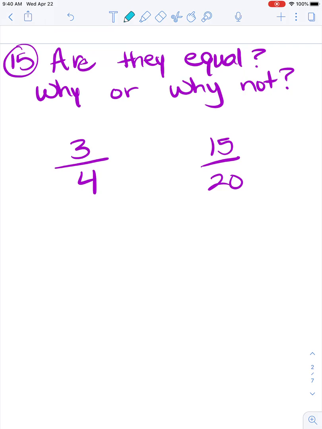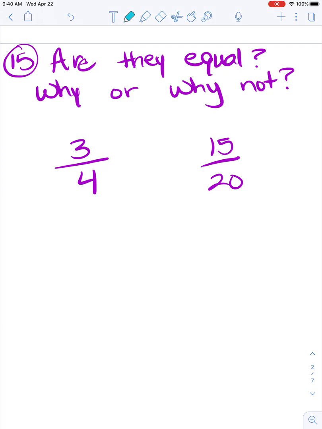Okay, these are asking if they're equal or not. Sure, you could look at the picture, but I want you to do some math with it, okay? So let's get from 4 to 20. Remember, when we go up in a fraction, we have to multiply. If we go down in a fraction, we have to divide.